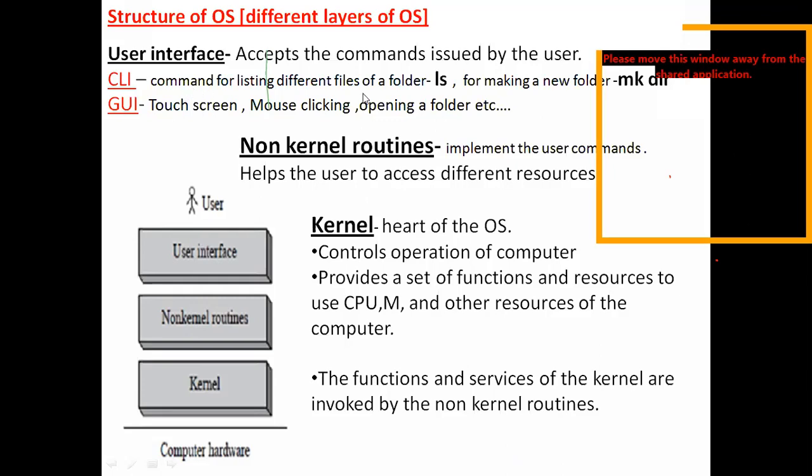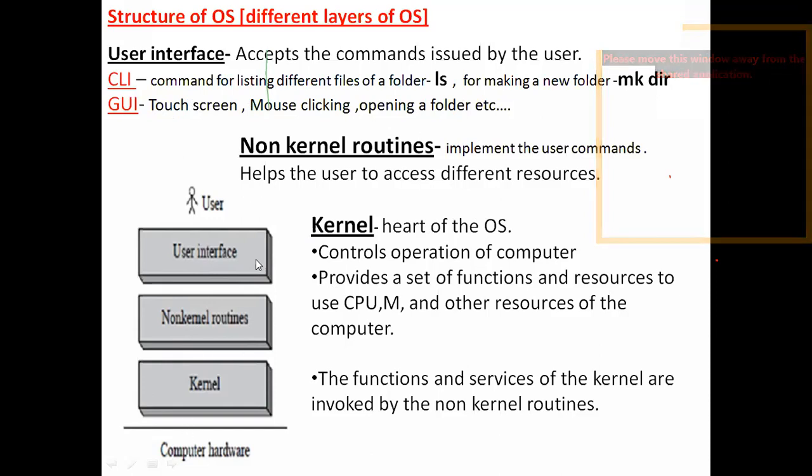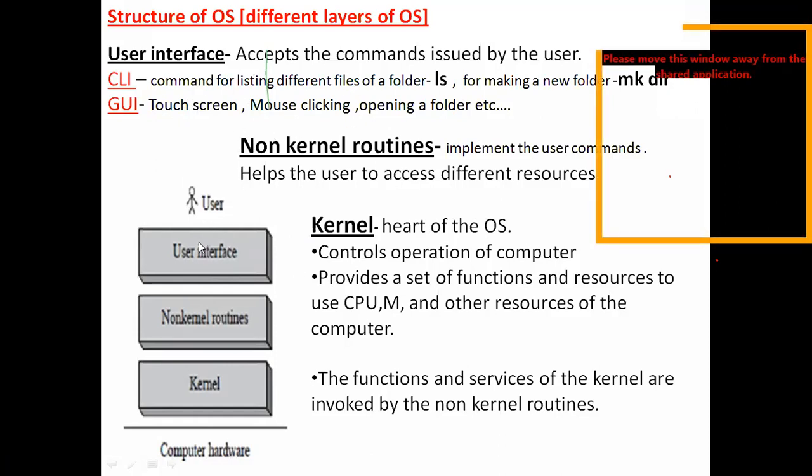From an examination point of view, this is the important concept, the structure of the operating system, where we represent the different layers of the operating system, namely the non-kernel routines and kernel, as well as the user interface. As usual, the user acts as the topmost layer, and at the bottommost layer we have the computer hardware. While explaining this concept, don't forget to mention the functionalities of the user, user interface, non-kernel routines, and kernel.